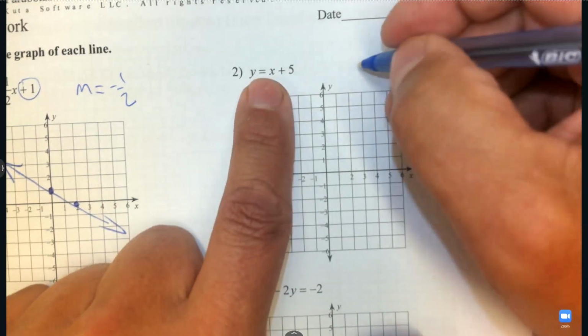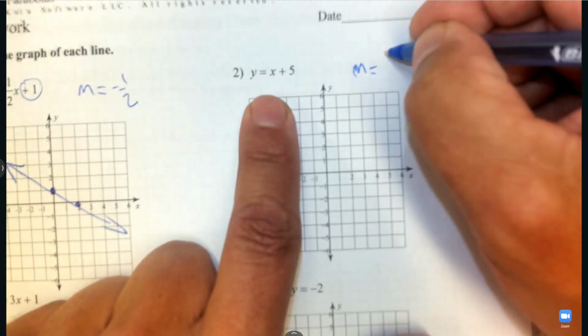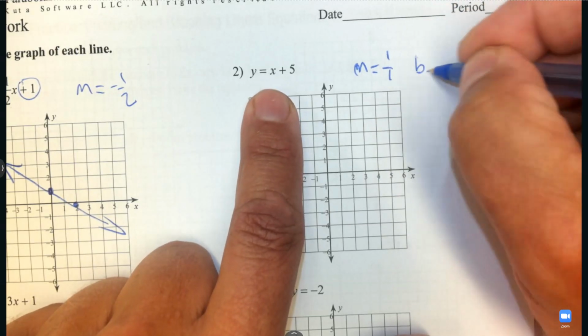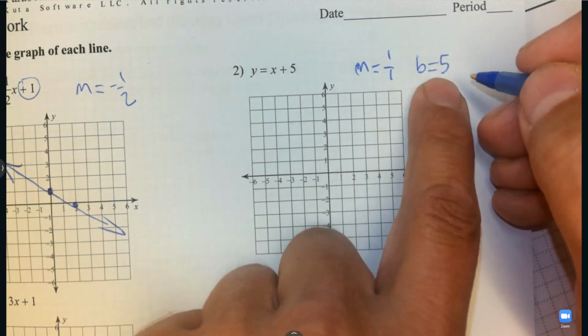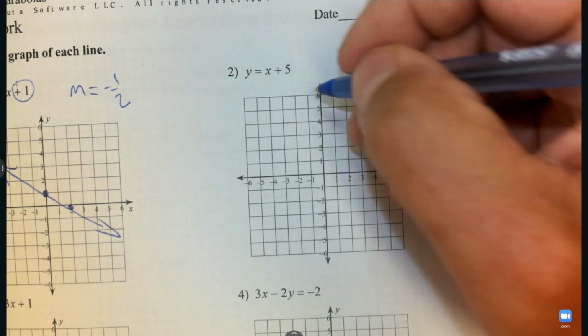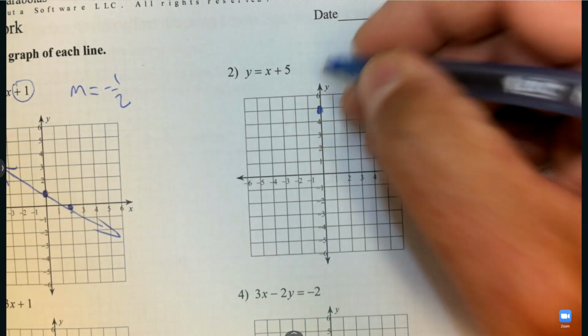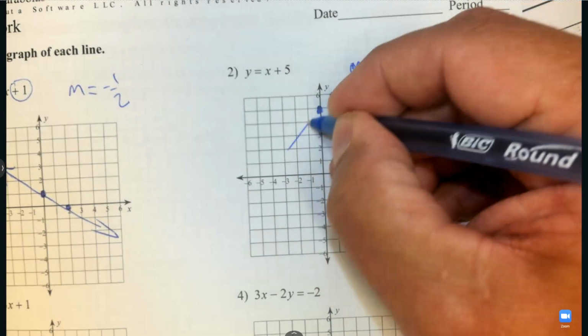For the second one, the slope, the number you don't see with x, is 1, and the y-intercept, sometimes we use the letter b for the y-intercept, is 5. That's where we start. So find where 5 is, and then we go up 1 and to the right 1, and then draw our line.